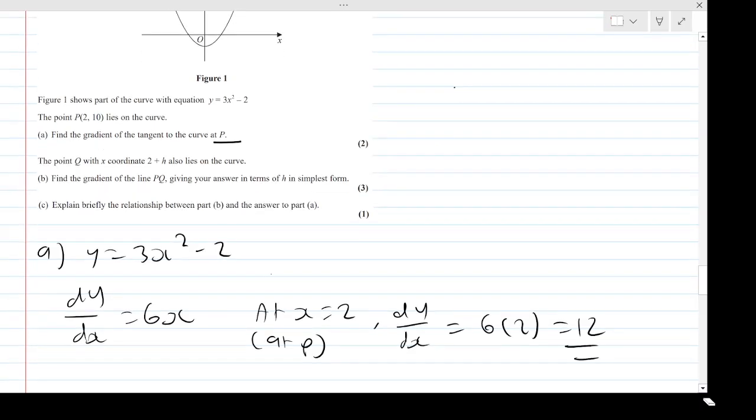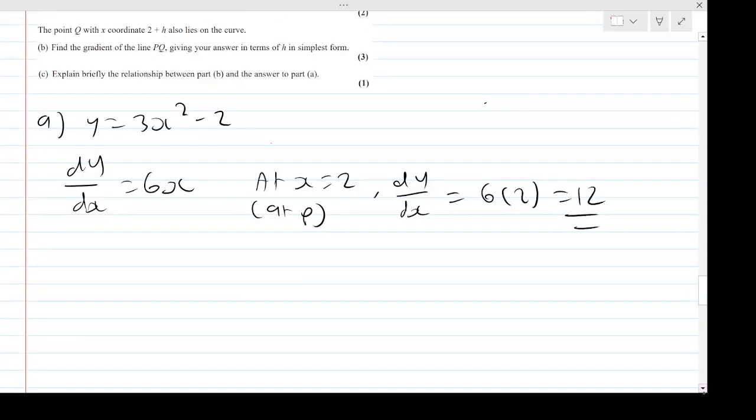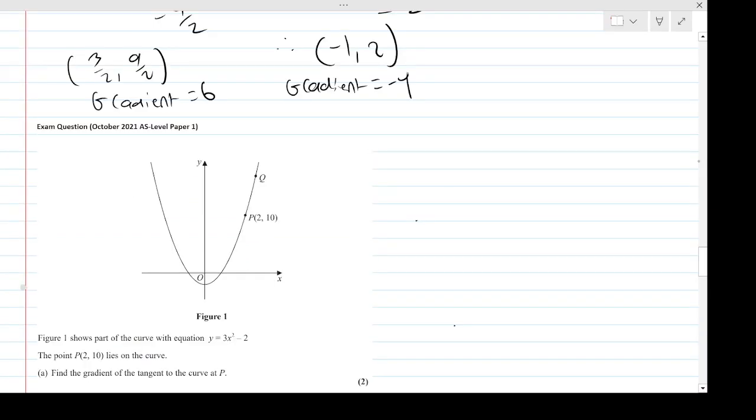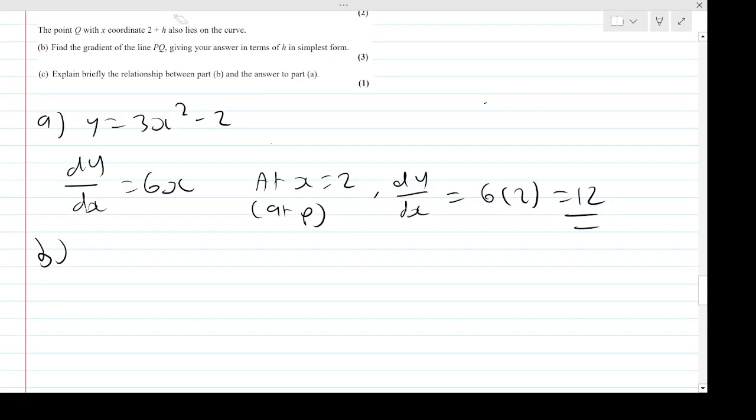Okay, part B. Now part B we did do in an earlier one, but we'll do it again. We're told now the point Q with x coordinate 2 add h also lies on the curve, okay? Which is here. We need to find a gradient of the line P to Q. Now, we won't be differentiating anything in this case because P to Q is just a gradient between 2 points, okay? That's a line. That is going to be changing y, changing x, okay?